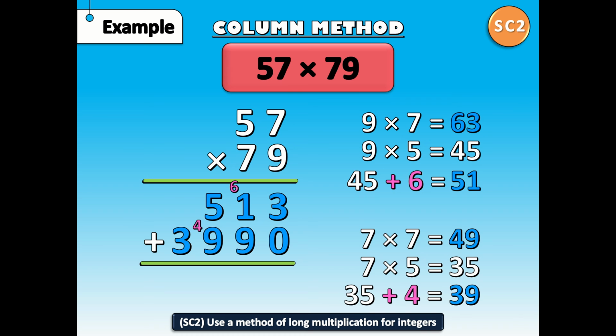Then I add these two numbers together. 3 plus 0 is 3. 1 plus 9 is 10, so I put 0 down and carry the 1. 5 plus 9 plus 1 is 15, so 5 down, carry the 1. And 3 plus 1 is 4. So my answer is 4,503.